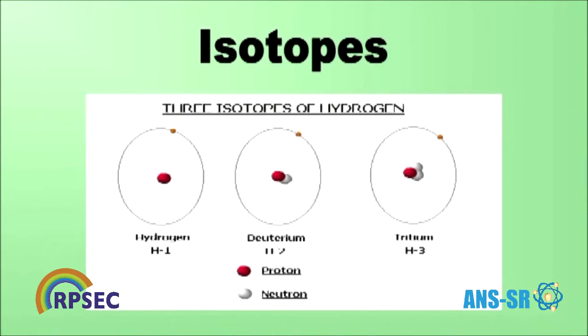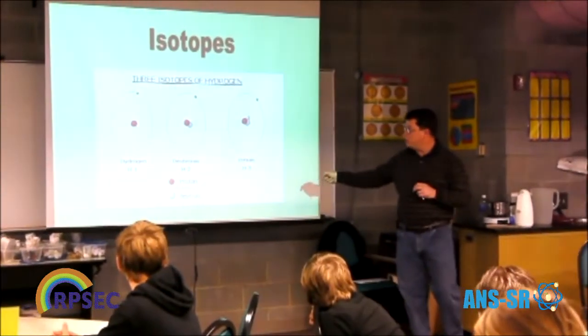Does anybody know what an isotope is? Yes. It's a form with different size nucleuses, with more protons or neutrons. It has the same number of protons, you can see this red is a proton, and a different number of neutrons. So it has a different weight, but the same number of protons and electrons. So these are 3 isotopes of hydrogen: hydrogen 1, hydrogen 2, and hydrogen 3.